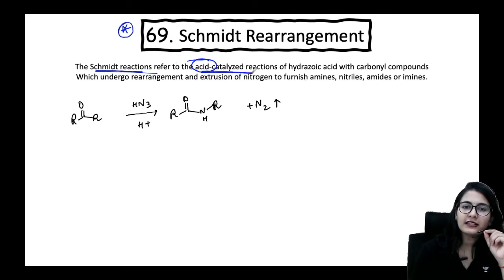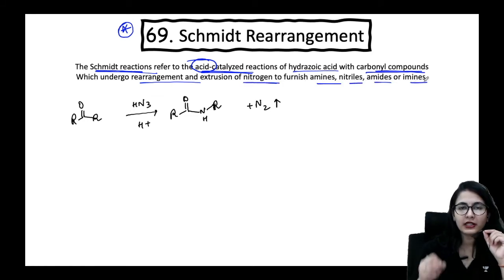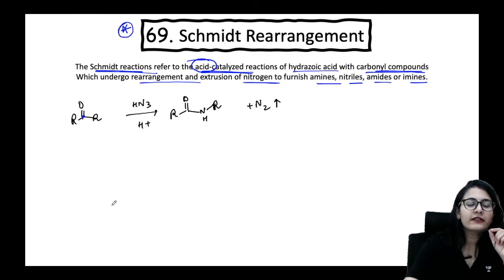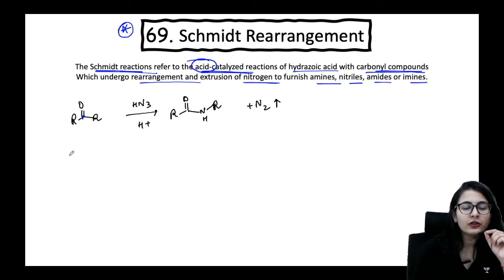Acid catalyzed reaction of hydrazoic acid with carbonyl compounds undergoes rearrangement, extrusion of nitrogen to give you amine, nitrile, amide, or imine depending on the nucleophile, as well as your carbonyl molecule. So let's say you're starting with a simple ketone molecule. What are you supposed to do? In the presence of acid, the ketone is going to be protonated.